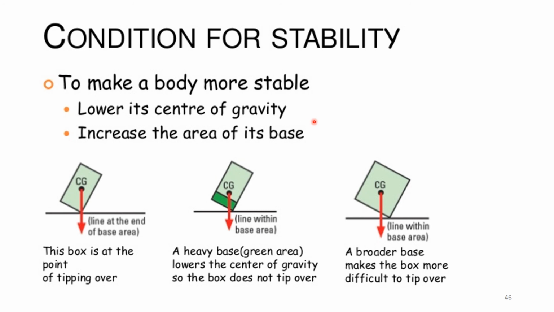And more on stability. Let's look at the 3 pictures here. The first picture, this box, I guess it's an empty box here. This is the center of gravity, and you draw an arrow for the weight. And then you turn the box until the arrow just passes through the corner. So this box is at the point of tipping over. It hasn't tipped over, so it's just at equilibrium.